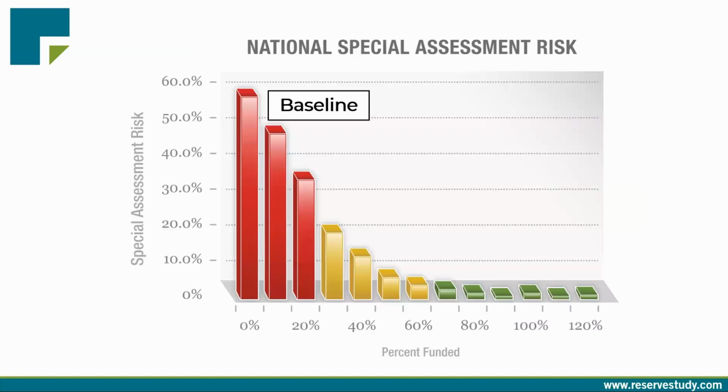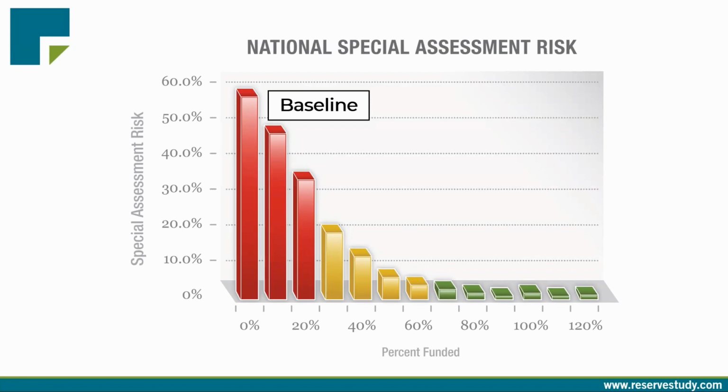When you are baseline funding your association, your reserve fund will approach zero cash or 0% funded for a few years surrounding your pinch point. That's the red zone on the left of this chart. In those years, statistically speaking, you have around a 50% chance of needing a special assessment because of insufficient cash on hand.